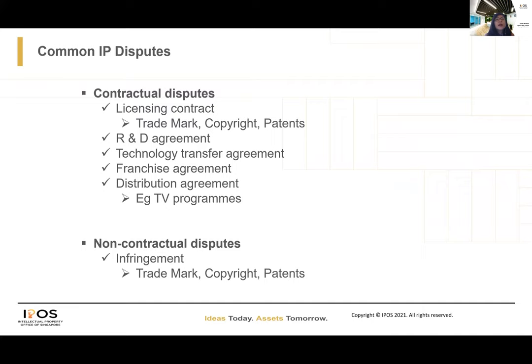As you can see here at the top of the list is licensing contract, whether it's for trademark, copyright, patents. As you all know, licensing is the most common form to monetize or commercialize your IP. And then after that, we have, of course, R&D or research and development agreement and technology transfer agreement, and of course, franchise agreement and so on and so forth. On the non-contractual dispute side, in general, we have infringement disputes, whether relating to trademark, copyright, or patents.